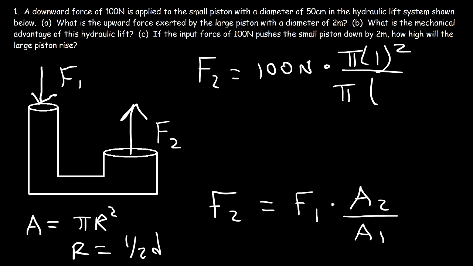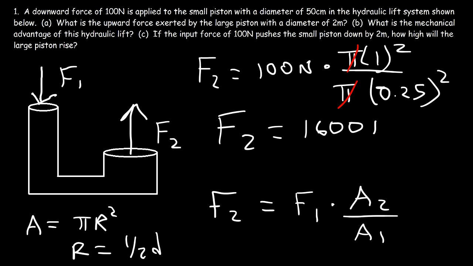Now the radius of the small piston is 25 centimeters since the diameter is 50. It's half of that. But we need to convert 25 centimeters into meters. So if we divide that by 100, that's going to be 0.25 meters. Now we could cancel pi. So 1 squared divided by 0.25 squared is 16. And 16 times 100 is 1600. So F2, the output force, is 1600 newtons. So that's the answer to part A.